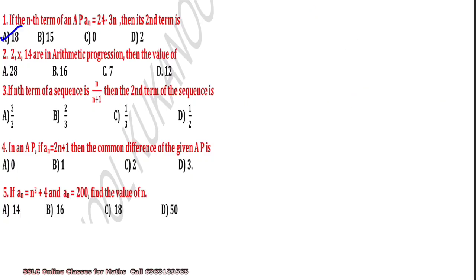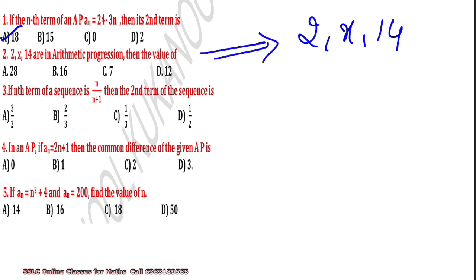Hope this is understood. Now if we come to the second question. See 2, x, 14. These are in arithmetic progression. ಅಂದರೆ ಎ ಪಿ ಎಲ್ ಇದ್ದಾವೆ, ಸಮಾಂತರ ಶ್ರೇಣಿಯಲ್ಲಿದೆ, right. 2, x, 14. Then the value of x we need to find out. So what is the series given? 2, x, 14. Second question I am solving, right? This is in AP. Means what? Common difference will be same for both.